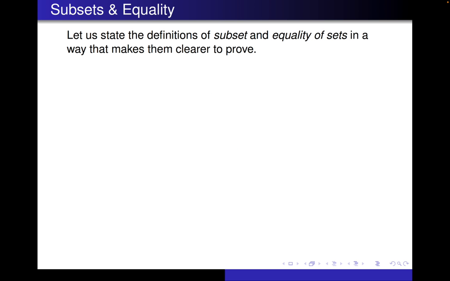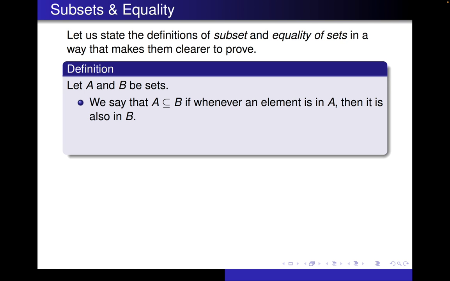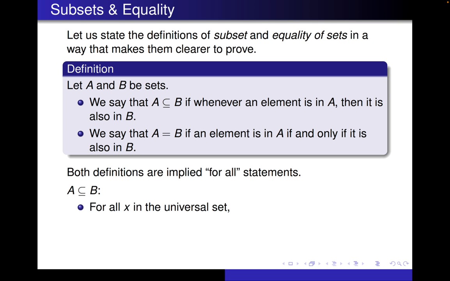All right, so just recall, this is the same as from the last video, just so you can review. If A and B are sets, we say that A is a subset of B if whenever an element is in A, then it is also in B. And we say that A equals B if an element is in A if and only if it is also in B. So as I mentioned before, both of these statements are for all statements. If you're looking at the subset definition, we're saying that for all x in the universal set, if x is in A, then x is in B.